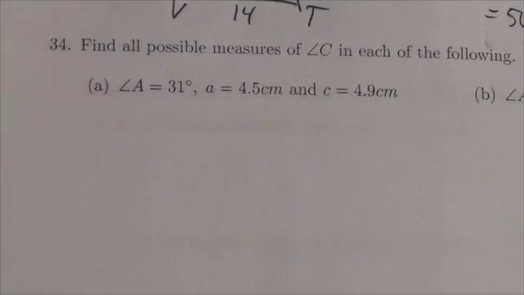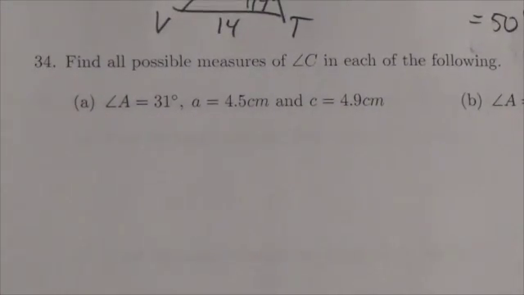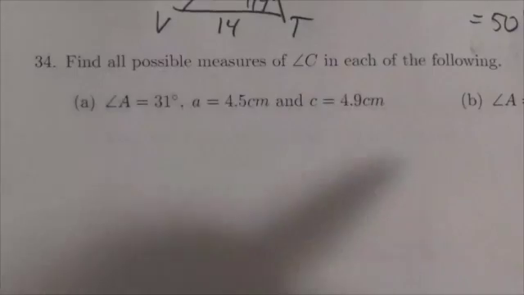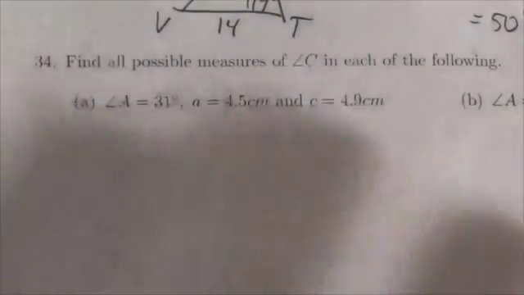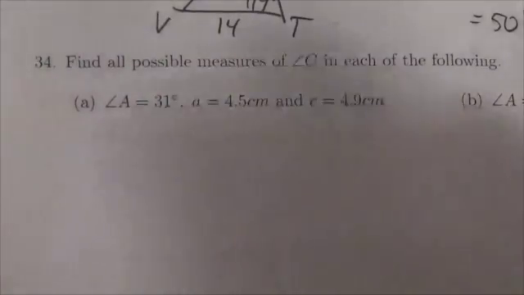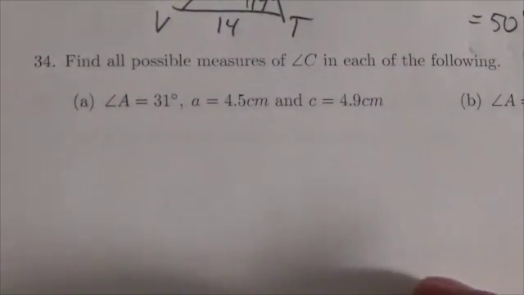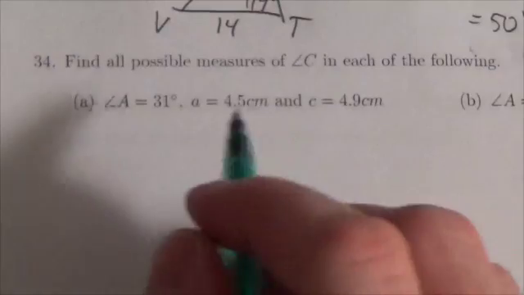Okay, hi everybody. This is the Math 20-1 Trigonometry review. This is question 34A. We're supposed to find all possible measures of C in each of the following here. Okay, so this is indicating the presence of the ambiguous case in this problem here. So let's just take a quick look here.